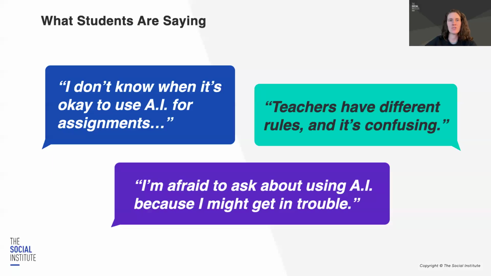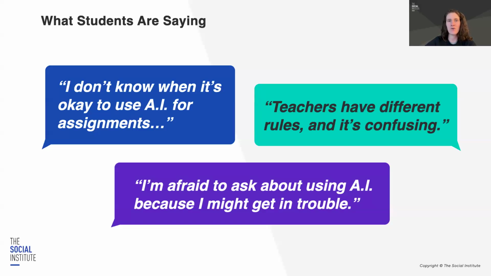And what we hear from students is things like this. I don't know when it's okay to use AI for assignments. Teachers have different rules and it's confusing. Or I'm afraid to ask about using AI because I might get in trouble, right? So when there's that lack of clarity, the students don't raise their hand to ask because they're afraid they've already messed up. And what that leads to is likely getting into deeper trouble than if we had just asked the question, or if we had just been clear from the get-go.